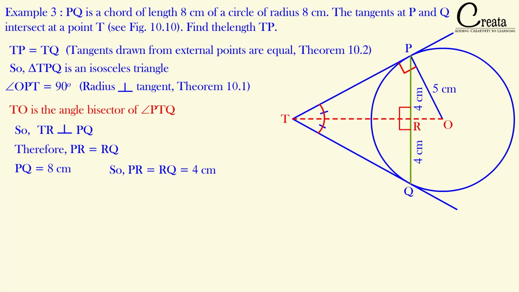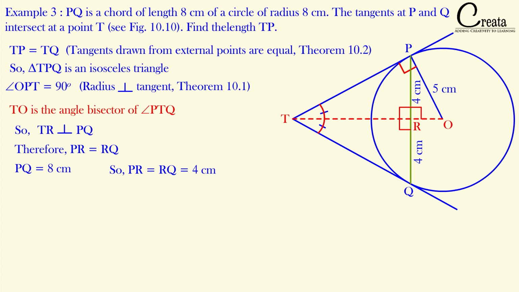So are you observing various right angle triangles inside this figure? This triangle is a right angle triangle with angle R as 90 degrees. This triangle is also a right angle triangle at angle R. And this triangle is also a right angle triangle at angle P. So we can easily apply the Pythagoras theorem and solve the question.